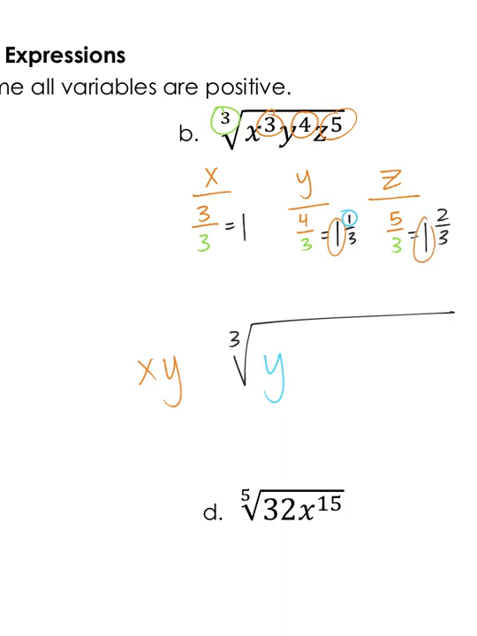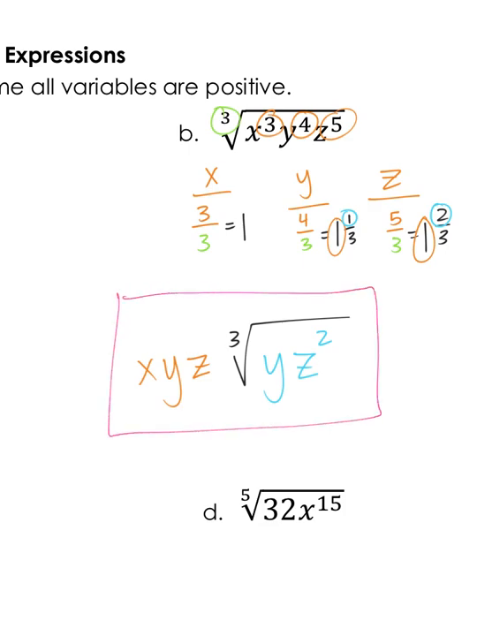So in this case, this 1 goes to the outside. And then 2, my numerator, stays inside as my exponent. Make that a little longer. So I've got 1x, 1y, 1z on the outside, and then I have 1y and 2 z's left on the inside. So this is my final answer.